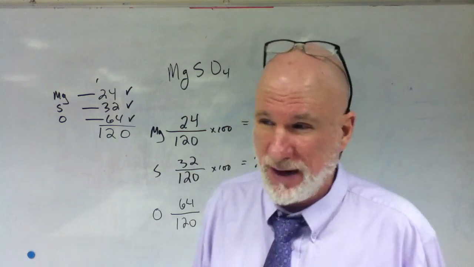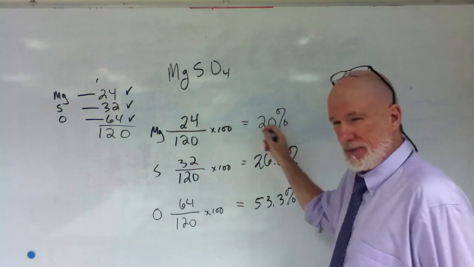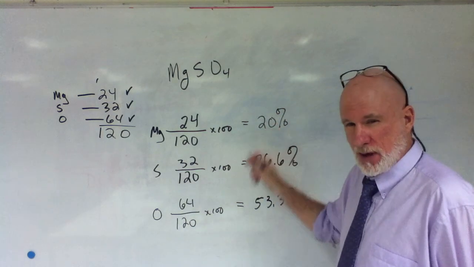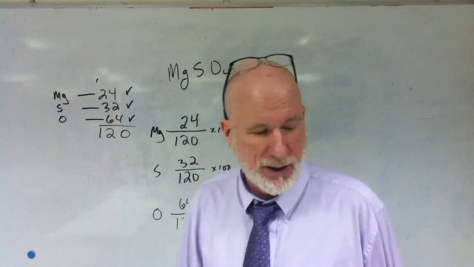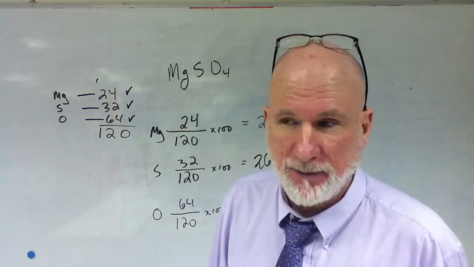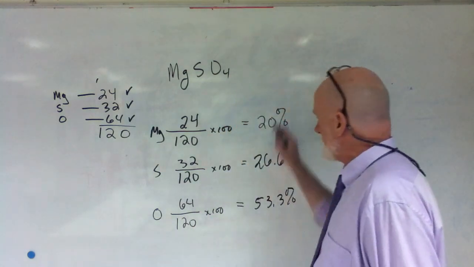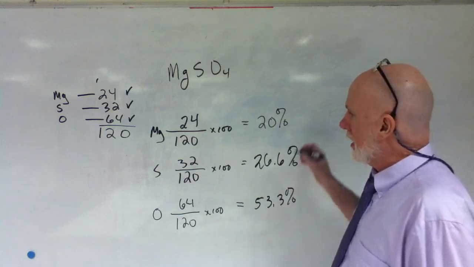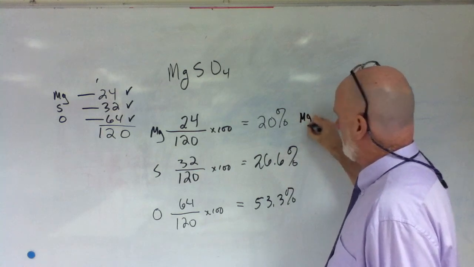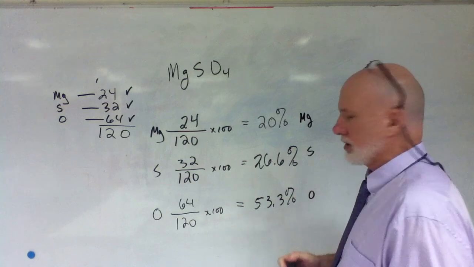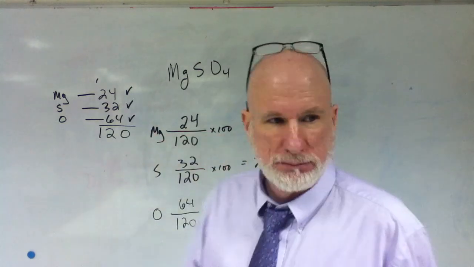Was that exactly 20 or was it something else? That's 20. It was 20? Okay, so there's round-off error somewhere. Now, it doesn't matter. So that's the percent composition of each element. That's magnesium, that's sulfur, and that's oxygen. Clear? We're done. That is percent composition.